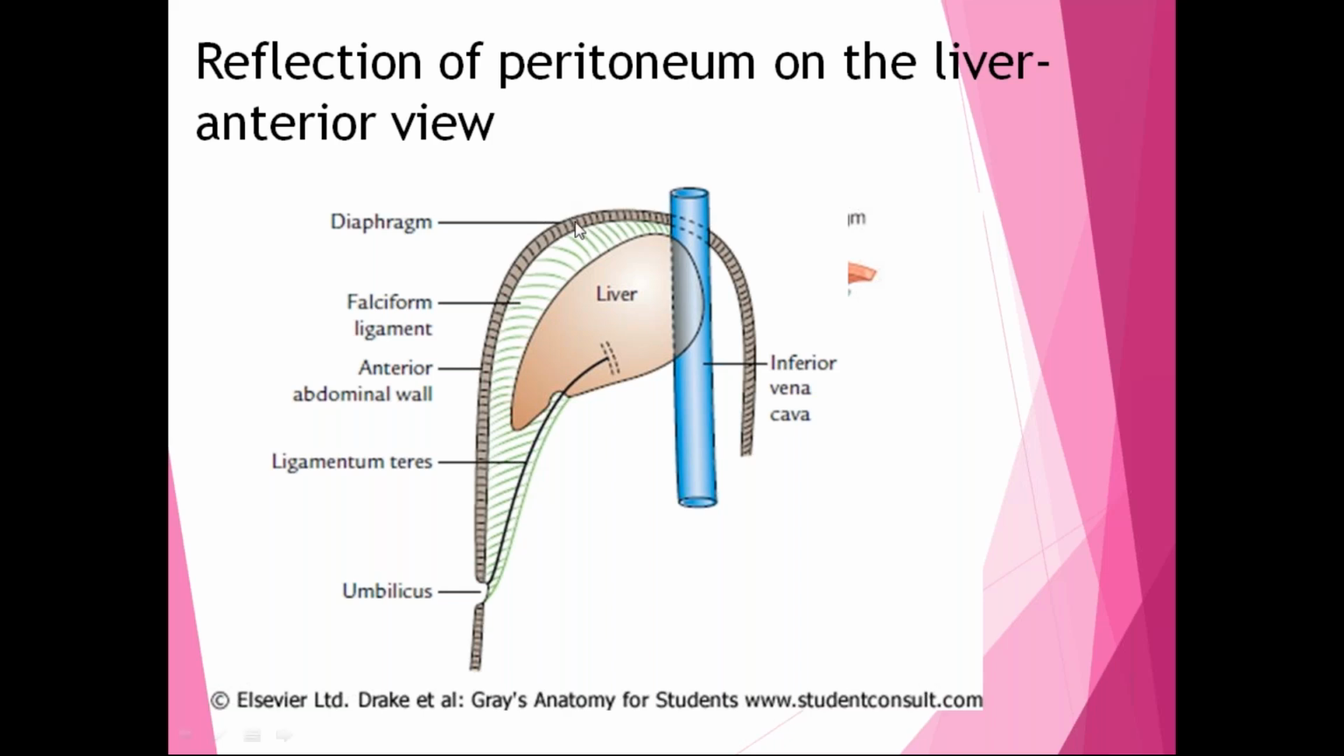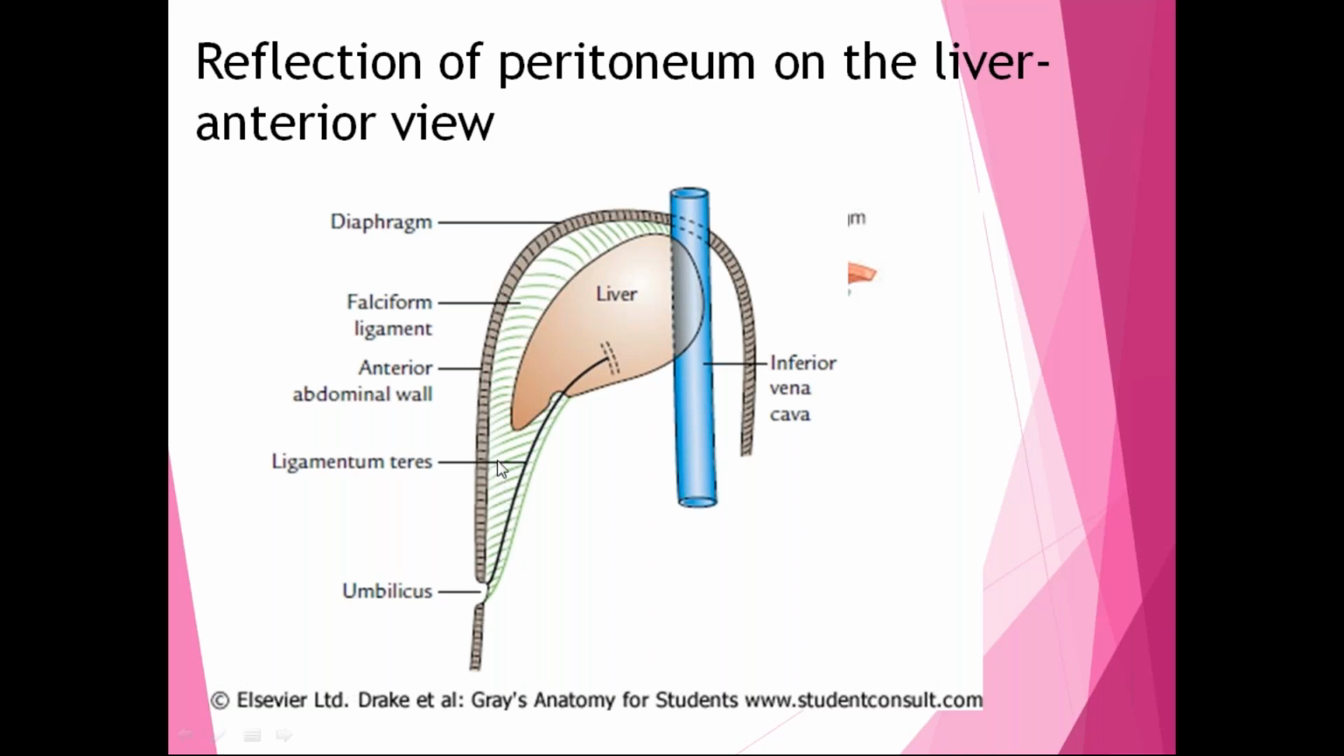So it has two margins, convex margin and concave margin. The convex margin is attached to the diaphragm and anterior abdominal wall. The concave margin is attached to the anterior surface of the liver between the anatomical right and left lobe. And it has a free margin which extends from the umbilicus to the interlobar notch, which contains the ligamentum teres hepatis. So the shape of the falciform ligament is sickle shaped.